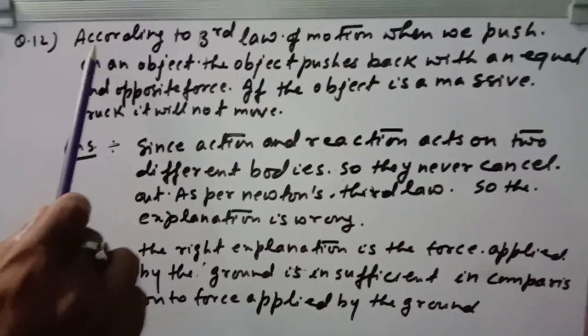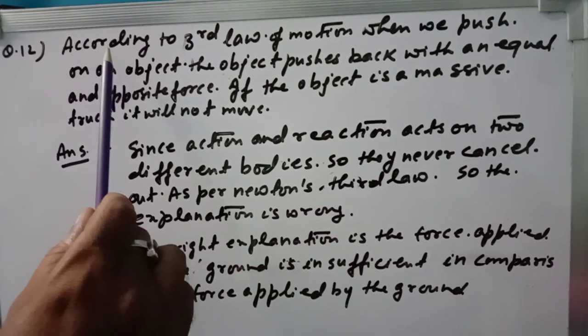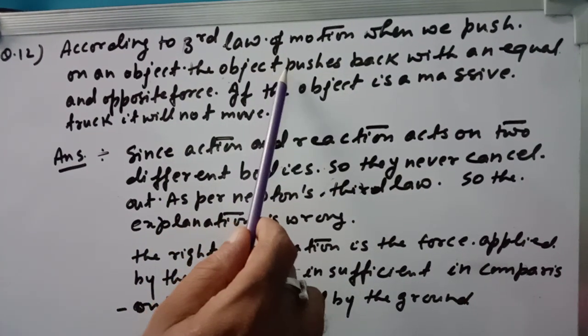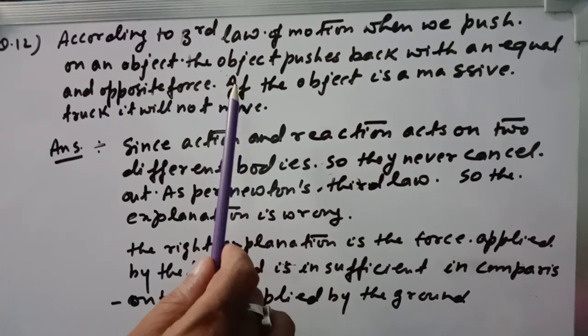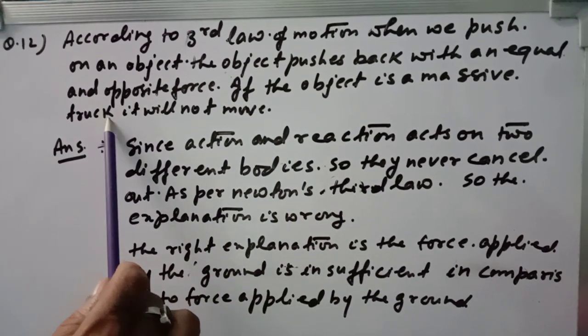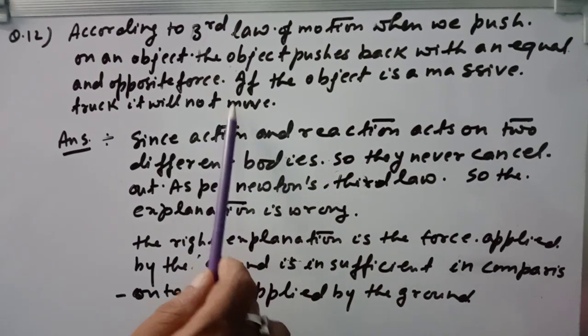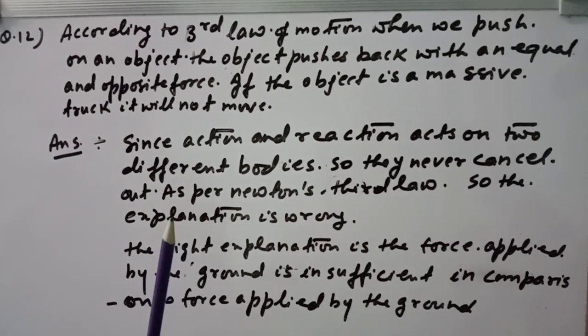Now another question, question number 12 of NCERT. We have read that according to the third law of motion, when we push an object, the object pushes back with an equal and opposite force. Now if the object is a massive truck, it will not move. That means the truck is in contact with the ground, but it is not moving. What could be the reason?